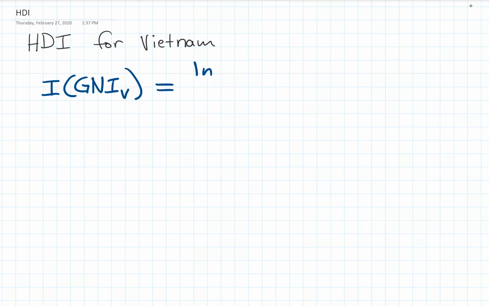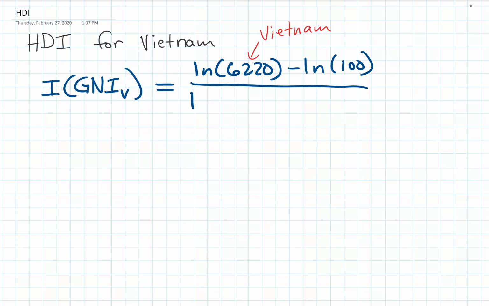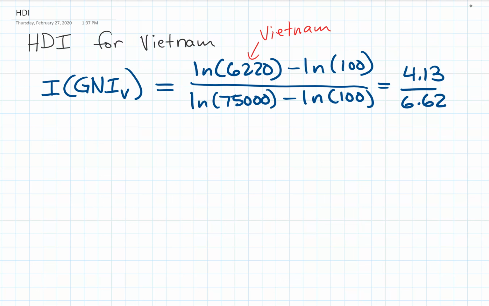So we got the natural log, and this right here is for Vietnam. Okay, so that's where you put the country's numbers. And then we're going to minus the natural log of 100, because remember that was like the theoretical minimum, and the natural log of 75,000, because that's kind of as far as we really cared about getting to. And then we're going to find it out. And so this ends up being 4.13 over 6.62, and that is 0.624.